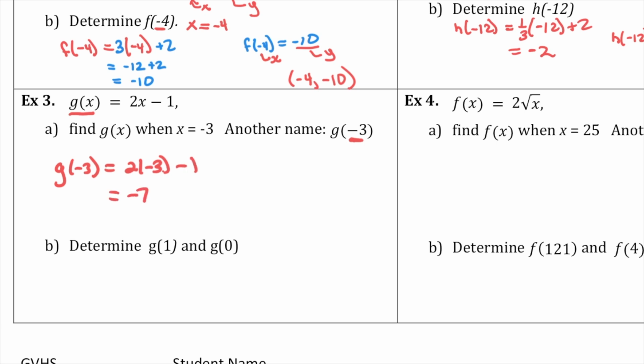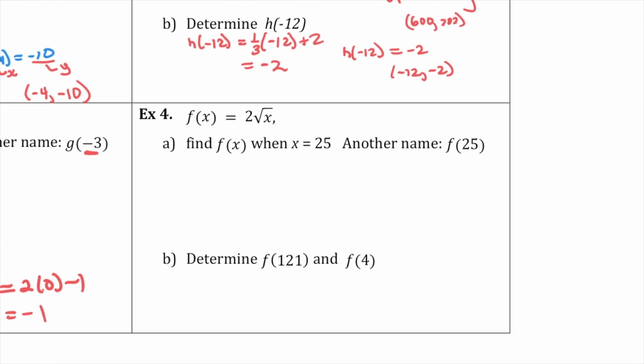If we determine g at 1 and g at 0, g at 1 is going to be equal to 2 times 1 minus 1, which is 1. G at 0 is going to be equal to 2 times 0 minus 1, or negative 1.